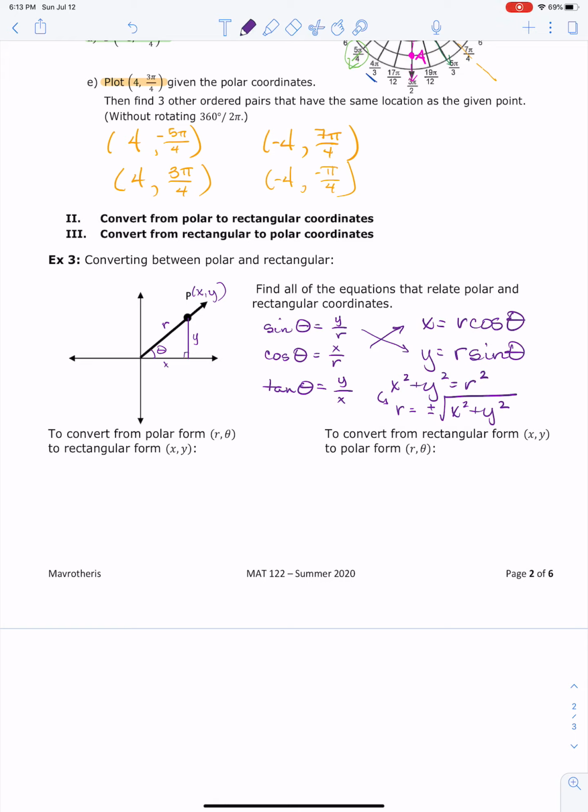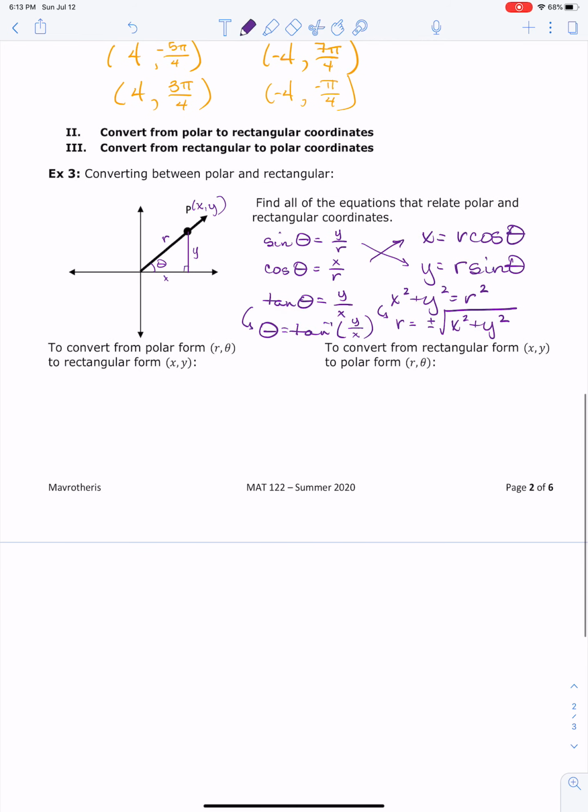So let's see, we got x, we got y, we got r. You know what? We need theta as well, so I'm going to use this one. Theta equals inverse tangent of y over x. I think that is all of the possible ways that I can come up with that demonstrates the relationship between our rectangular coordinates, our x and our y, and our polar coordinates, our r and our theta.